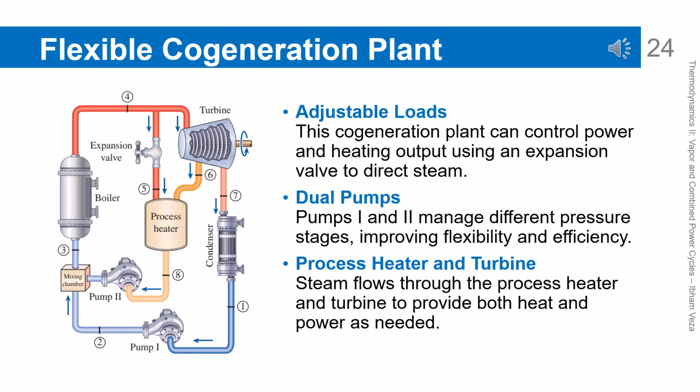Flexible cogeneration plant, adjustable power and heat outputs. This system allows adjustment of the ratio between electricity production and process heat. An expansion valve is used to direct the steam flow according to demand. Two pumps handle different pressure levels in the system. This flexibility is very important when heat and power demands vary. Overall, this system improves operational reliability and efficiency.